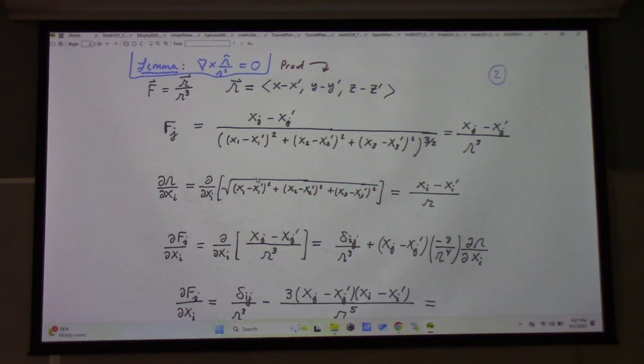Now, here's the calculation. I just worked it out. If I look at my vector field, this is the jth component, and then I calculate.